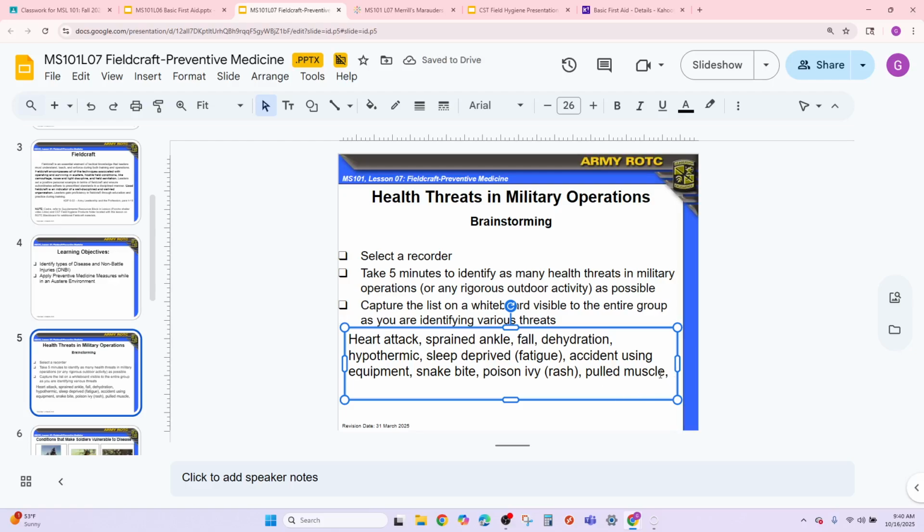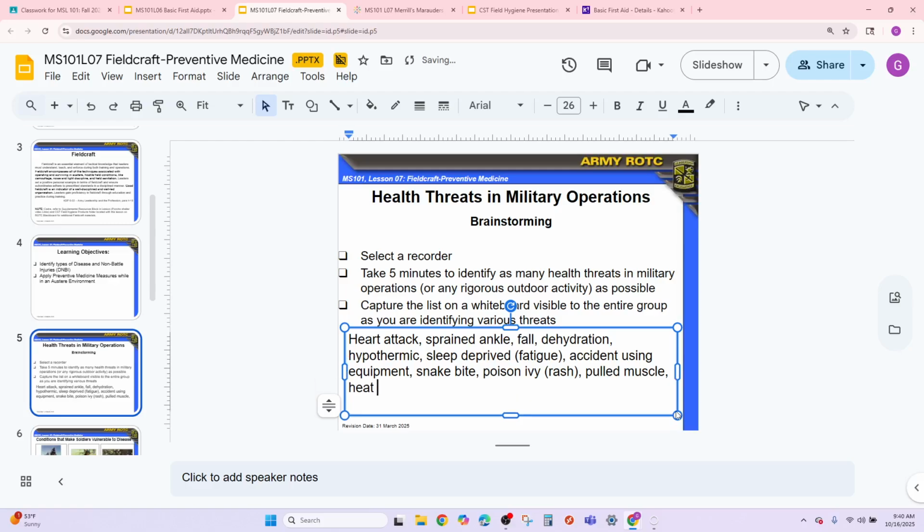So it's heat exhaustion or heat stroke. Wait, you said heat stroke? Okay. Which one is it? Stroke? Exhaustion's next, right? Exhaustion. What else we got?